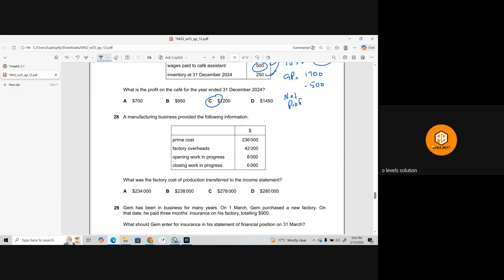Then we have the next question. A manufacturing business provides the following information. What was the factory cost of production transferred to the income statement? Prime cost we will add, factory overheads we will add, opening work in progress add, closing work in progress minus. So what is the answer? Add, add, 326 plus 48.